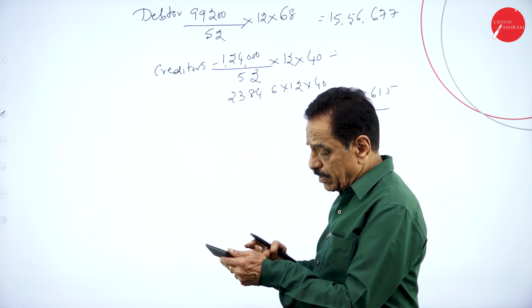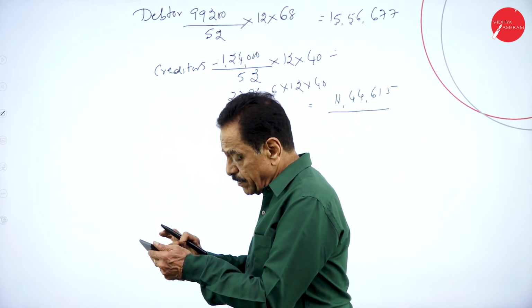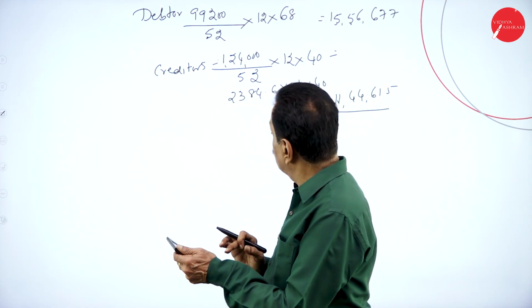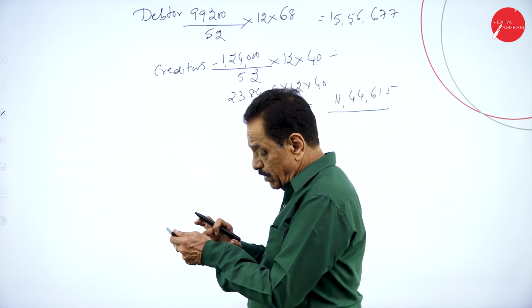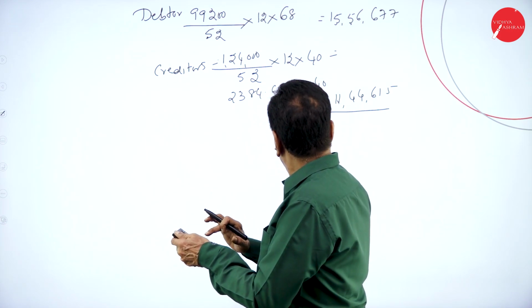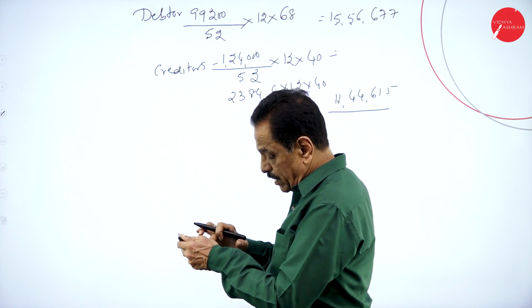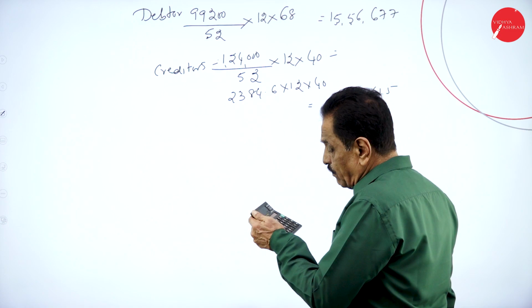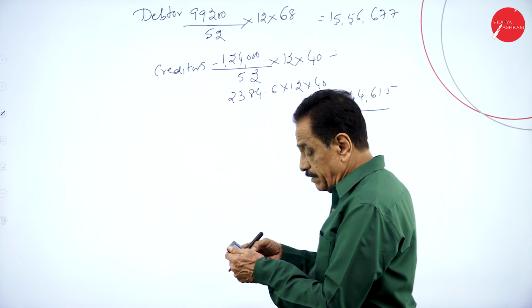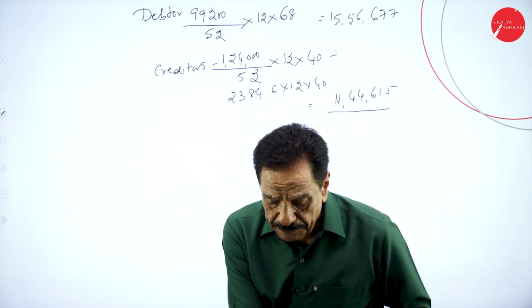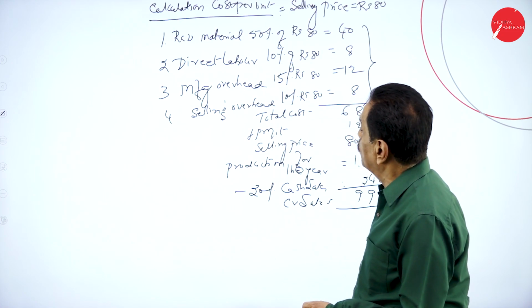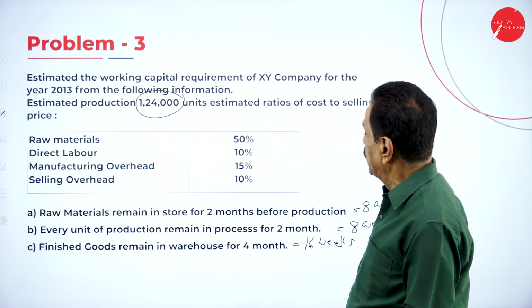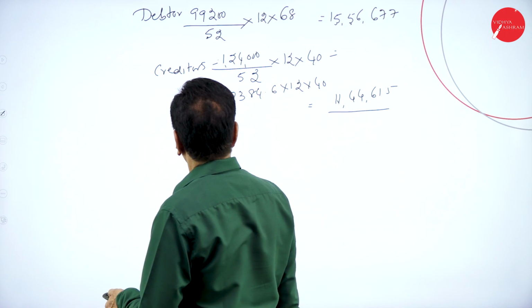1,24,000 divided by 52 into 12 into 40 is 11,44,615. Okay. We'll move on. We go one by one.